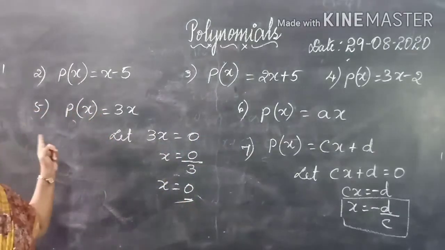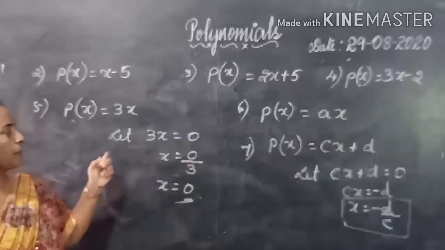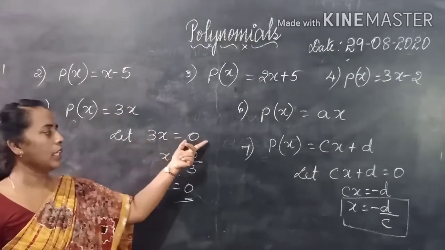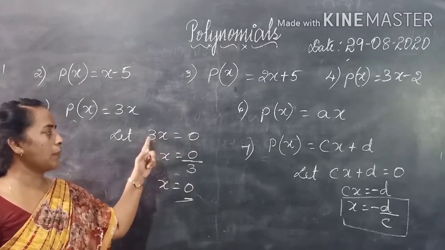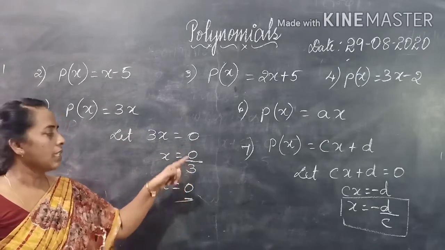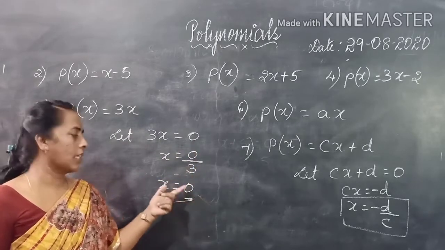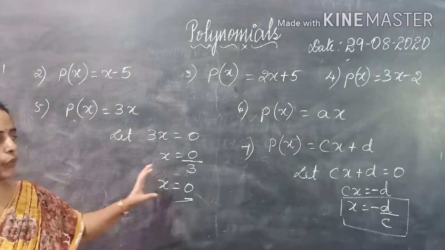Next, move to the fifth one. Here p of x equals 3x. Now let us take this polynomial equal to 0. That is x equals 0 divided by 3, because it is multiplied by 3. When you change the side, it goes to the denominator. 0 divided by any number gives 0. Here the zero of the polynomial is 0.